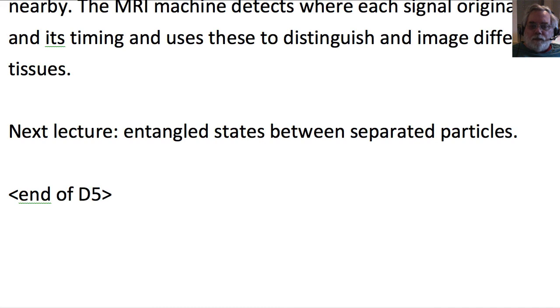In the next lecture, we will cover entangled states between separated particles. All the entangled states in this lecture were between particles that are bound together. This is the end of lecture D5.